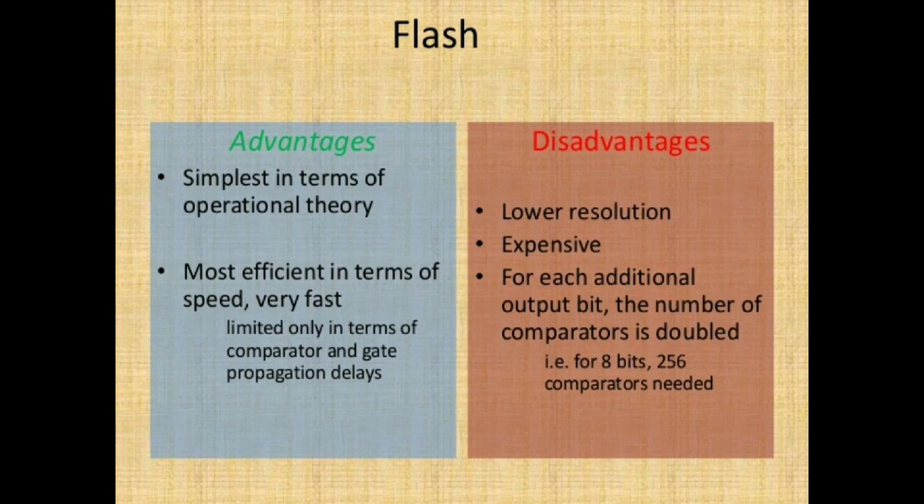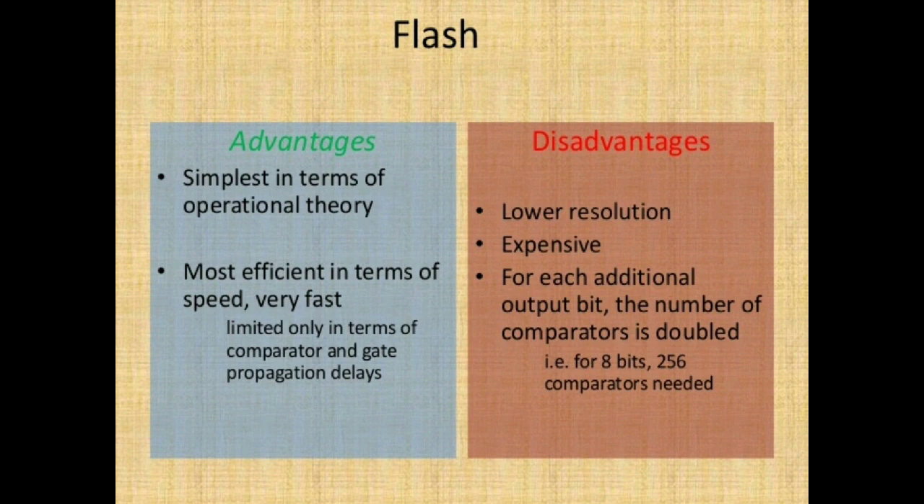Next are the advantages and disadvantages of the flash type of A to D converter. It is the simplest in terms of operating theory. The operating principle of flash ADC is simple compared to other types. It is also the most efficient in terms of speed and very fast. Compared to other converters, the operation is much faster, limited only by the comparator and gate propagation delays. But the number of comparators increases. As it's a 3-bit converter, if you increase the number of bits, the number of comparators used is also more, so the circuit becomes a little complicated.